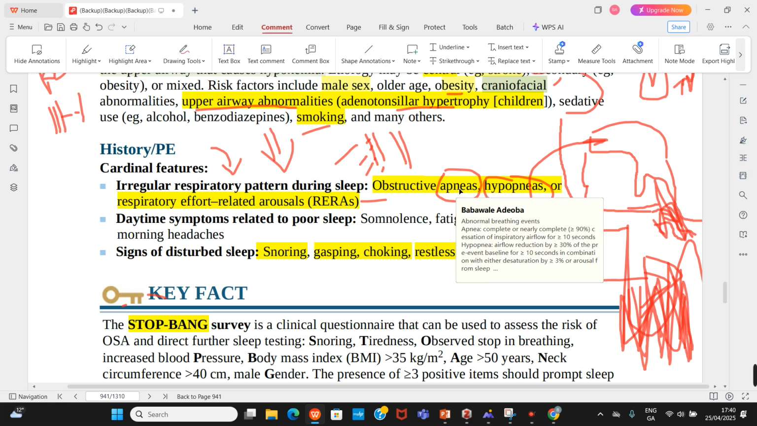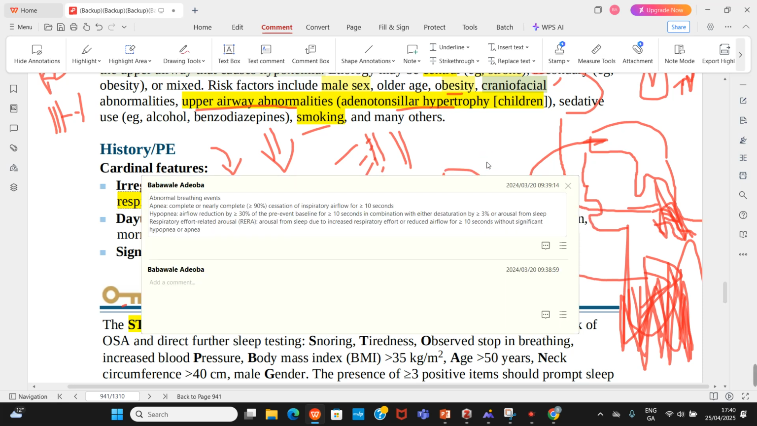Let me see if I have the definition. I have the definitions here. We don't need it. There's no way they will paint a question where we don't know that this is OSA happening. But what is apnea? Apnea is when somebody has complete or near complete cessation of inspiratory airflow for 10 seconds or more. It's not as if the person is not ventilating. No. The person is actually still making some inspiratory effort. The diaphragm is trying its best. The abdomen is moving up and down, but air is not entering.